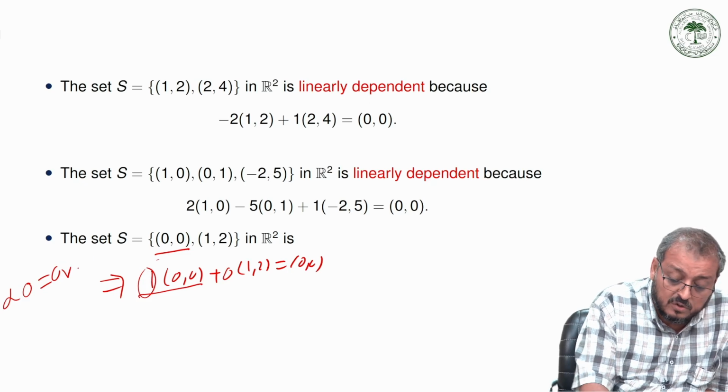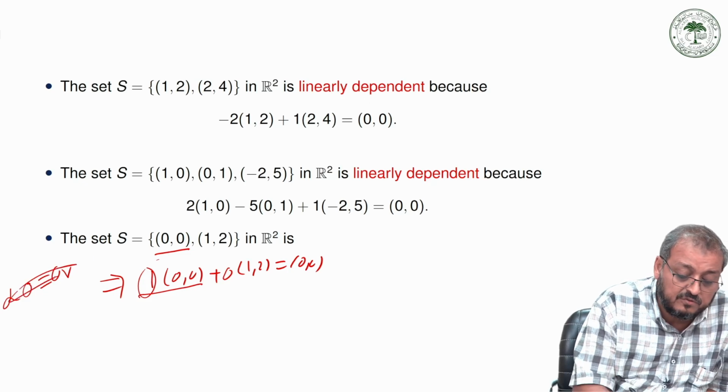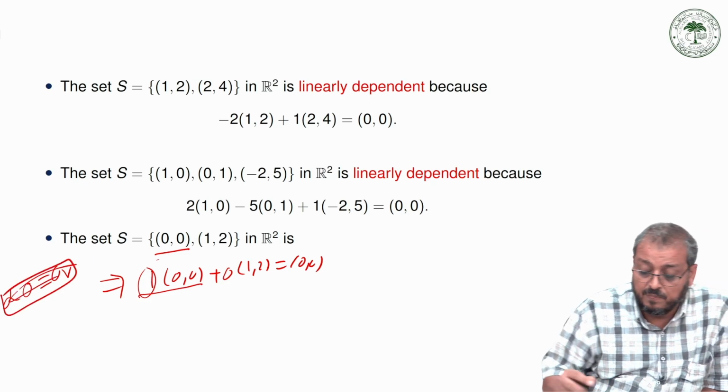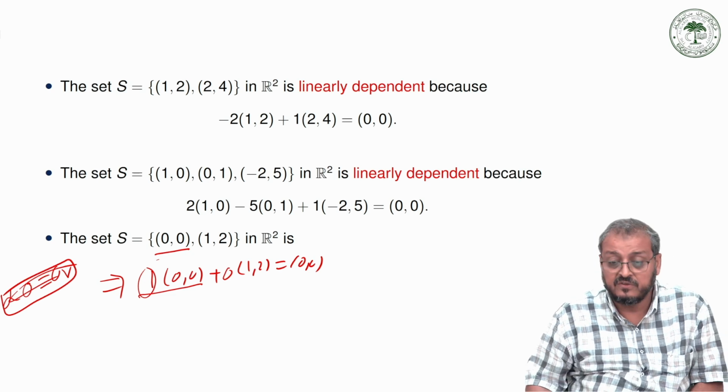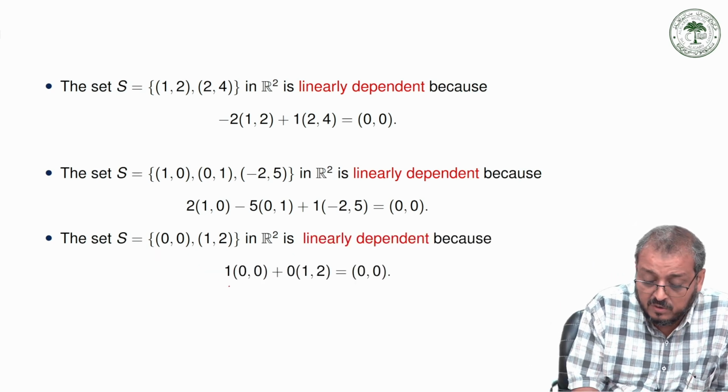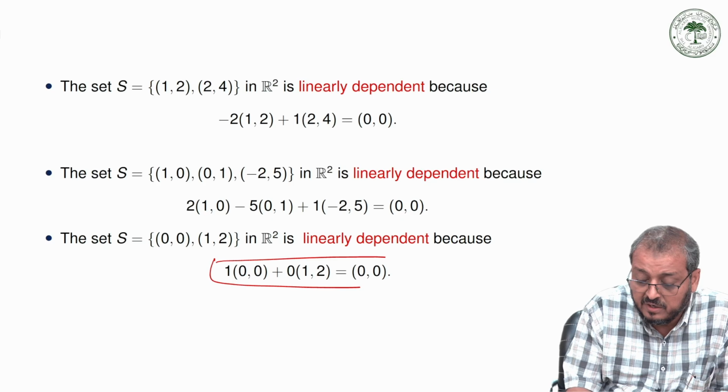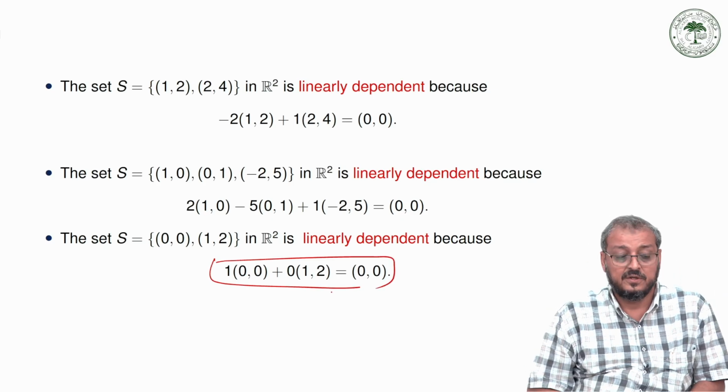So this means 0 of v can be written in this form. So we write it in this form. So this means this is again linearly dependent, because 1 times the 0 vector gives us the 0 0 vector.